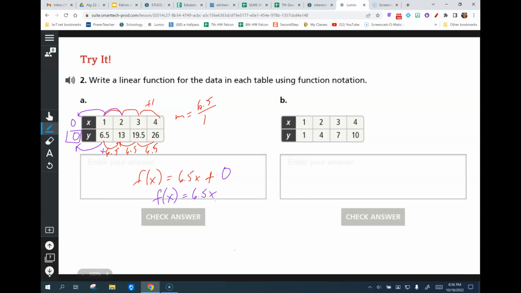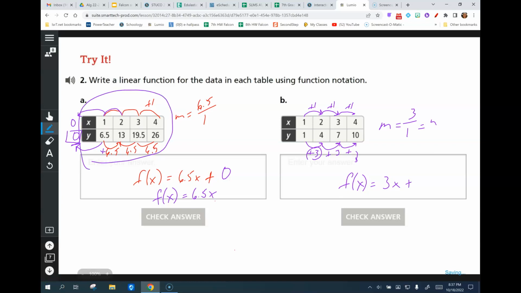Okay, I'm going to let you try B. Go ahead and try B. Okay, and then we'll be back and talk some more. So hopefully you figured out that your slope will be 3 over 1. So that's my slope. So far I have f of x is equal to 3x. Now, go try and find the y-intercept. Do it just like what we did over here on the first one. Try to find that y-intercept.